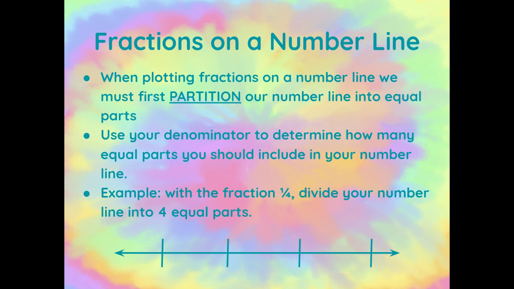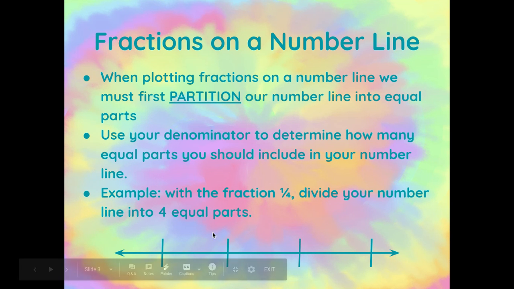Okay, so when we are talking about fractions on a number line, first you need to partition the number line into equal parts. So you're going to use your denominator to determine how many equal parts that you should include in your number line. For example, if you're trying to plot 1/4 on the number line, you're going to divide your number line into 4 equal parts. Okay, so first you need to partition or divide or split your number line. That's what partition means. So for the fraction 1/4, you would need to divide your number line into 4 equal parts like I did here.